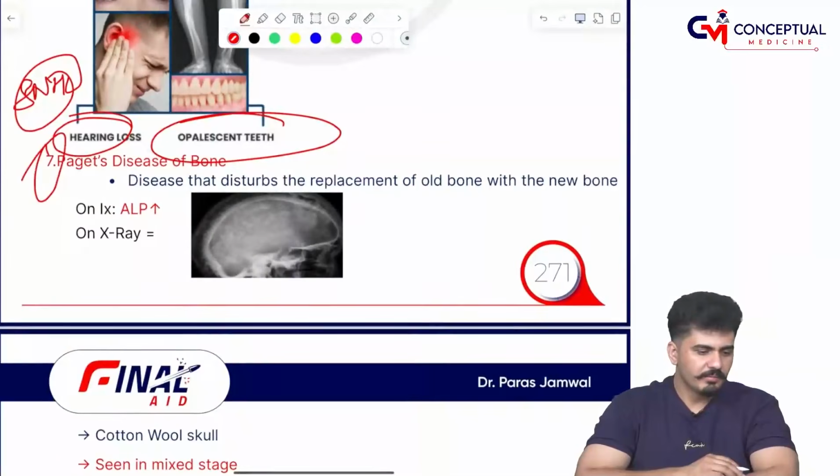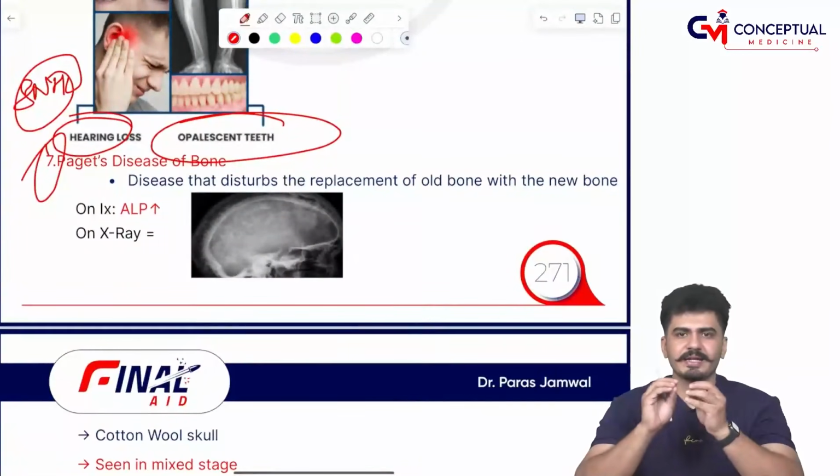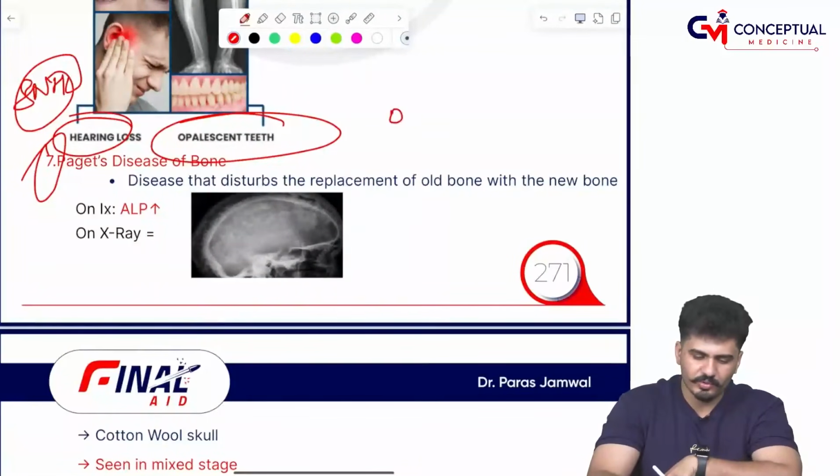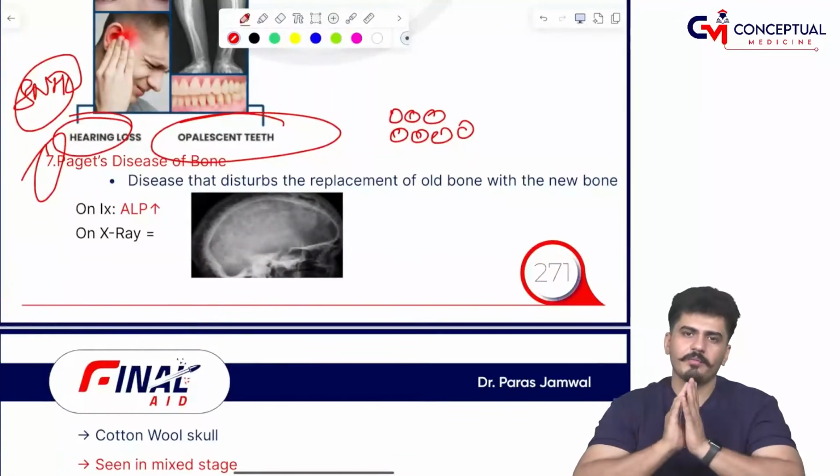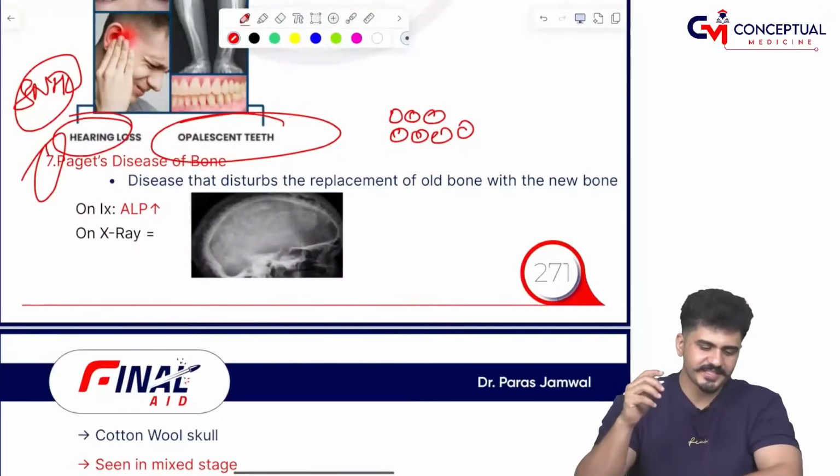Paget's disease. The pathological defect is that the bone is becoming porous. It is becoming rough from the inside. That is the pathology. And the most common organism which is affecting the bone is Staphylococcus aureus. Done, sir? Now, sir, Paget's disease is done.